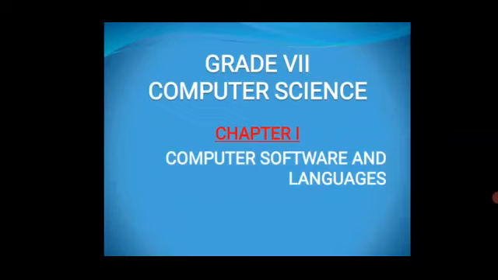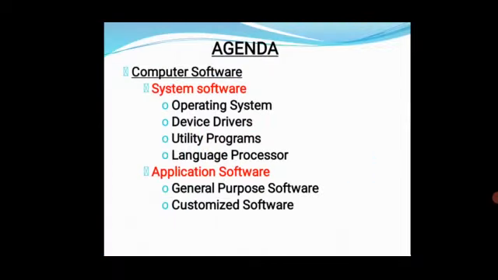The chapter name is Computer Software and Languages. So what are all the concepts we are going to see in this chapter? Let me see, that means the agenda of this video class. Computer software. Here the computer software is classified into two types: system software and application software. These are further divided into so many categories. Let me see one by one.